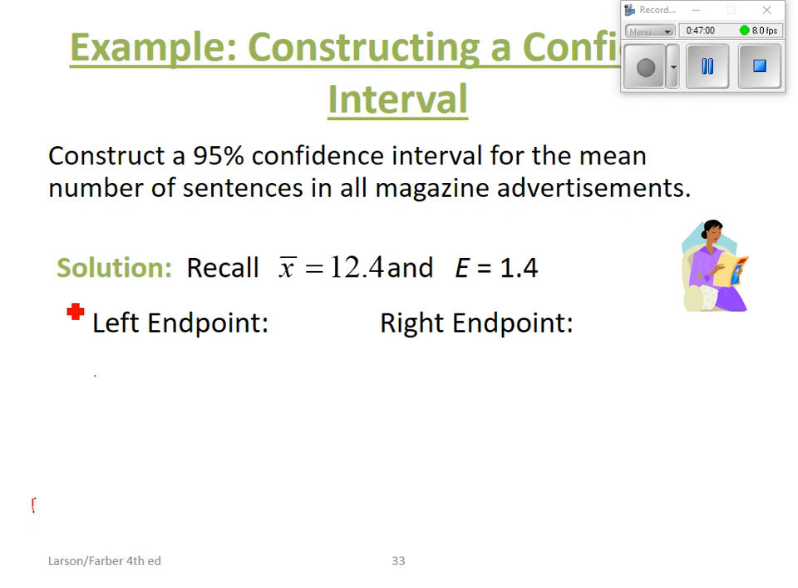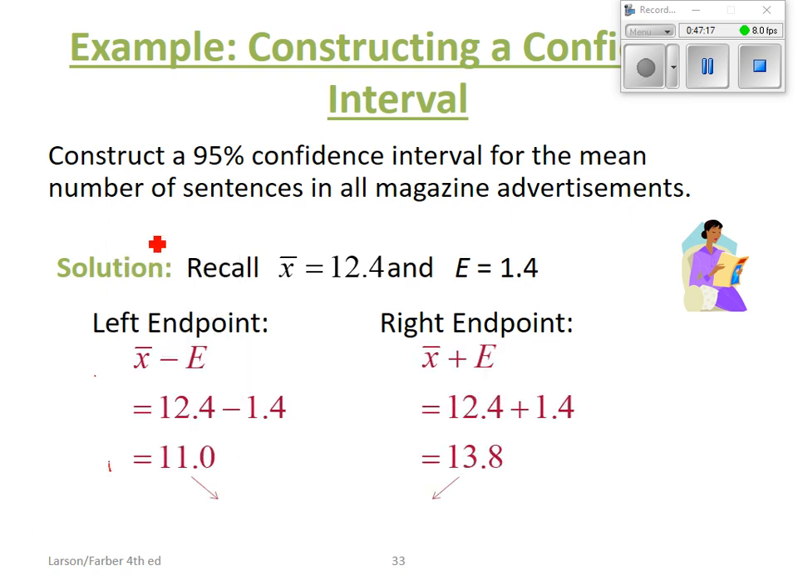85. So you have to construct a 95% confidence interval. We have this, we found the E. All you're gonna do to get the left endpoint is subtract those two, so it'd be 11. And to get the right endpoint, you're gonna add them, so 13.8. Our confidence interval is gonna look like this.